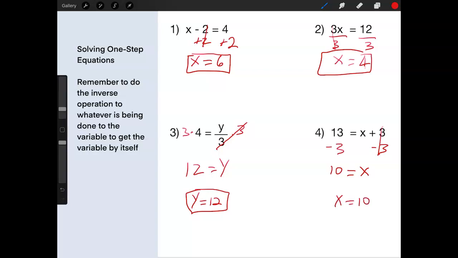We would write our final answer. And we have demonstrated successfully how to solve one-step equations. Always remember to do the inverse of whatever operation is being presented next to the variable. Always remember to keep balance on both sides of the equation, and you will always be successful when solving one-step equations.